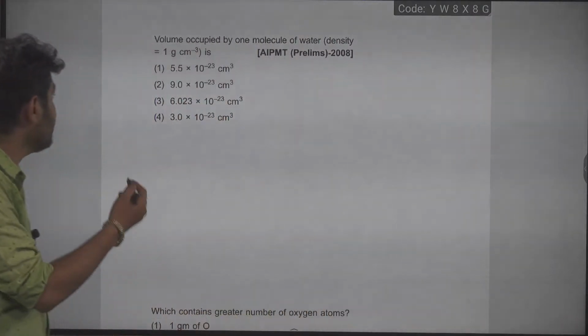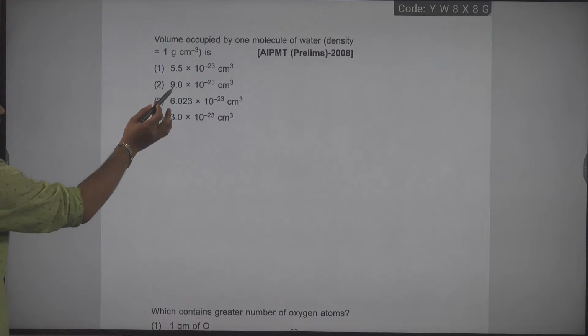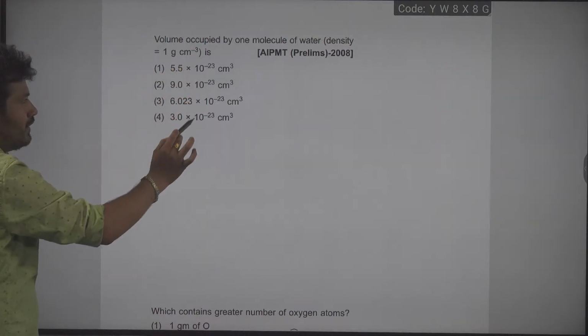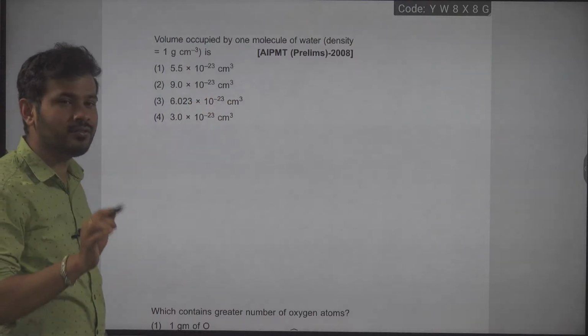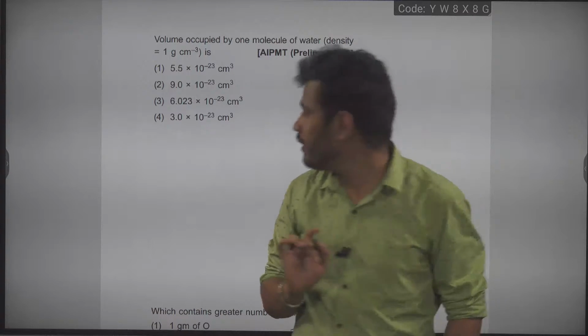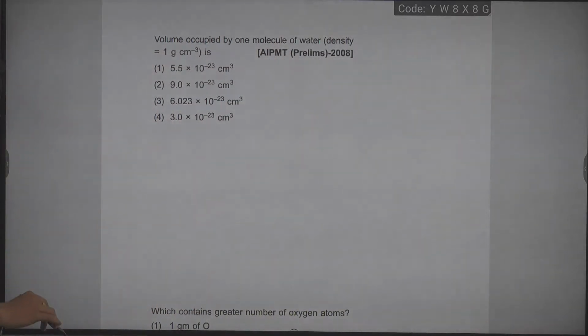Okay, please check this question. Volume occupied by 1 molecule of water is how much? Density is 1 gram per centimeter cube. You don't get confused with cm to the power of minus 3, all these things. Whatever is there, this cm cube, you just consider it is 1 ml. 1 cm cube is 1 ml. Just consider that way. And try to solve these 3 questions.